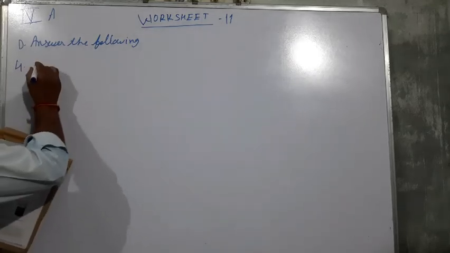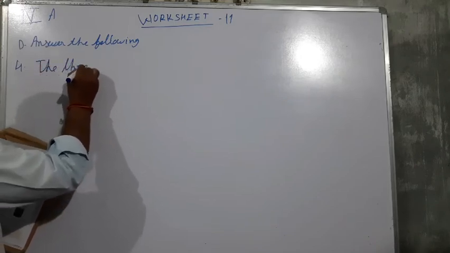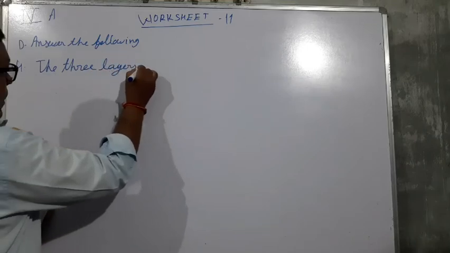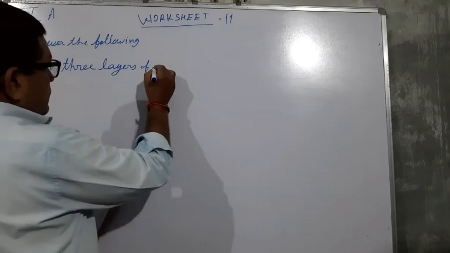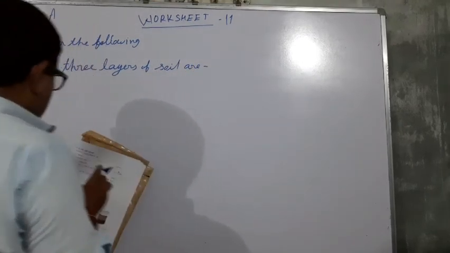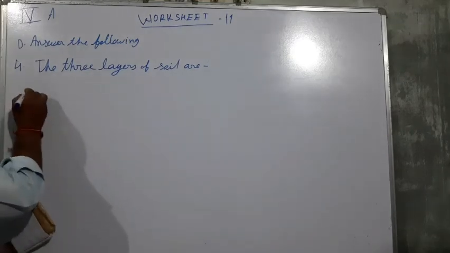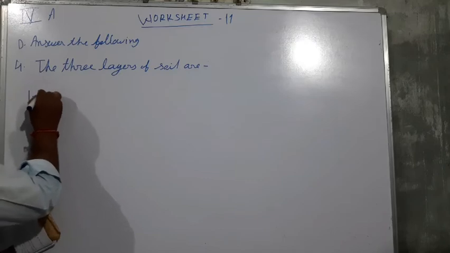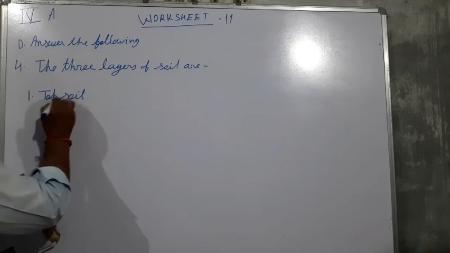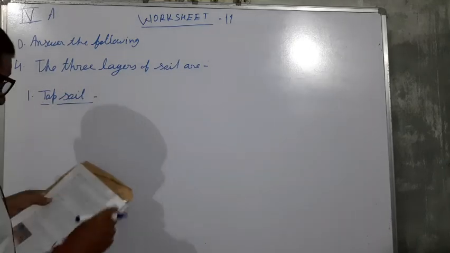So the 3 layers of the soil are: number 1 is topsoil.